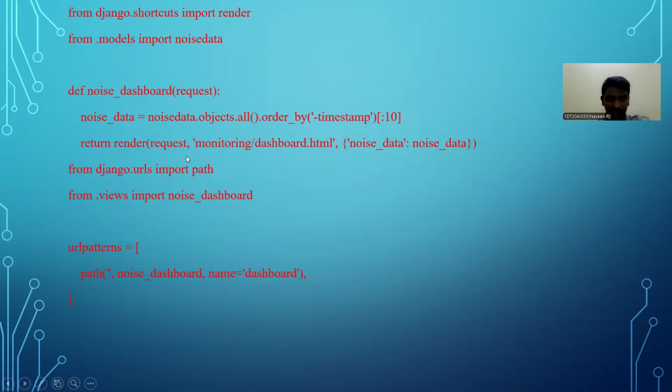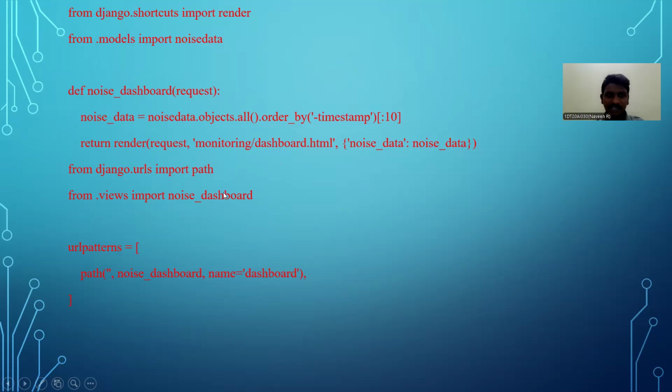We'll write noise_data = NoiseData.objects.all().order_by('-timestamp')[:10]. This implies that it will be fetching the latest 10 noise records. We'll be taking 10 samples or records from the noise data, ordered by timestamp in descending order.